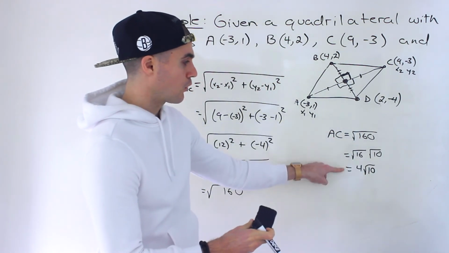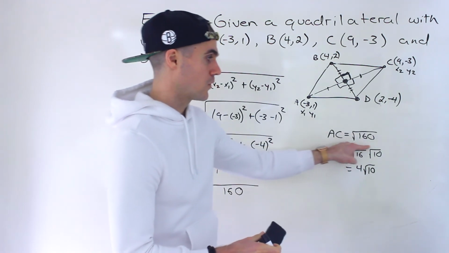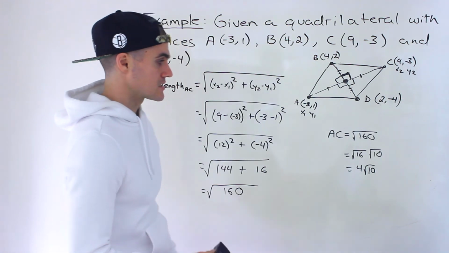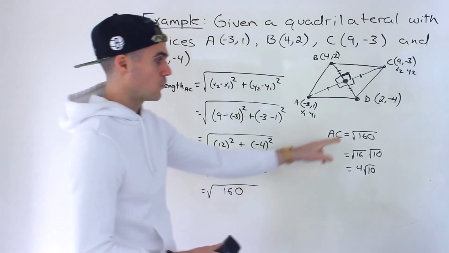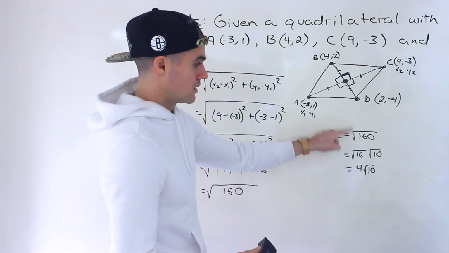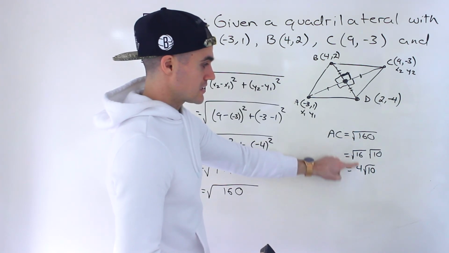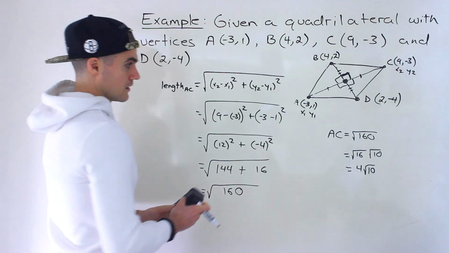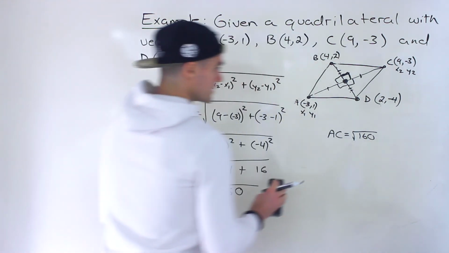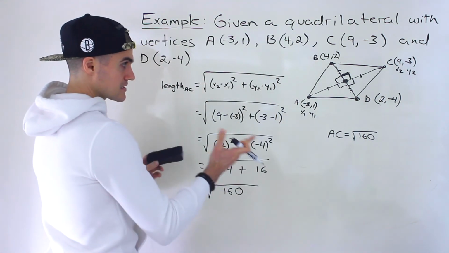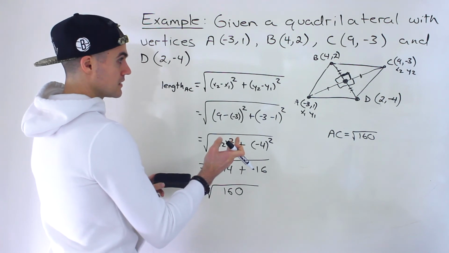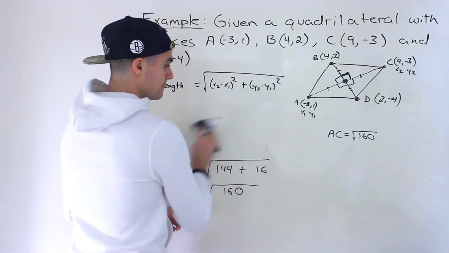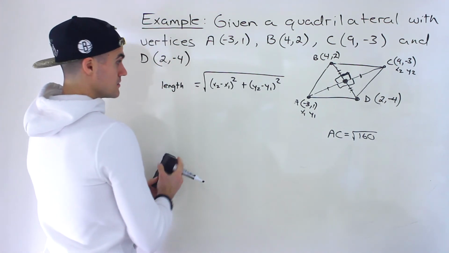If your teacher doesn't require this, or even if your teacher doesn't require you to have exact values and they want the decimal, you can get the decimal as well. But in case they want you to do this, root 160 simplifies to 4 root 10. Both of those are the same thing. Okay, but let's leave it at root 160 because then it's easier to compare once we get the other one. So now we're going to find the length of the other diagonal, which is BD.